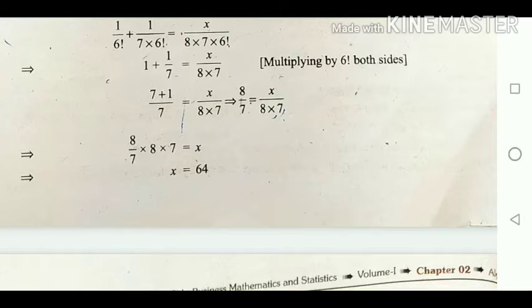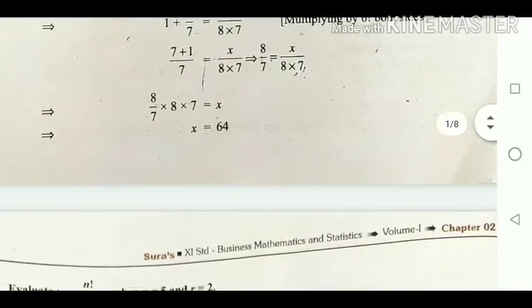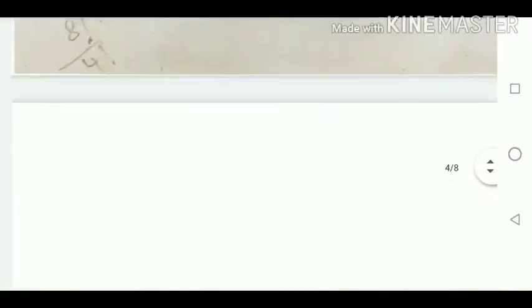Okay, now 8 into 7 comes to this side, in order to find the value of x. We get 8 by 7 into 8 into 7, 7 is cancelled, and we get the value of x equal to 64. Okay, this is the way we have to find the value of x.